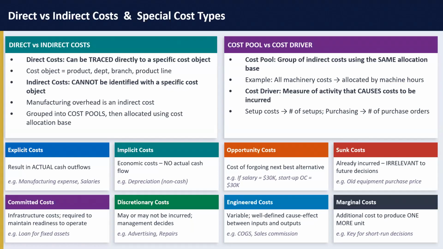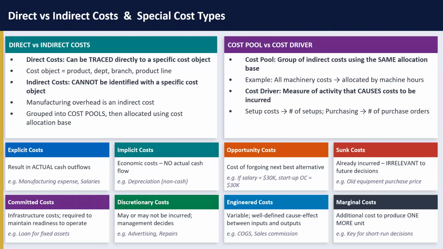Okay. That is committed costs. Now, some examples of committed costs are infrastructure costs, which are required to maintain the readiness to operate the business, or, for example, a loan on the fixed assets that we get. Most probably your fixed costs will come under the committed costs. Once you have used the services, you will have to pay the fixed costs.